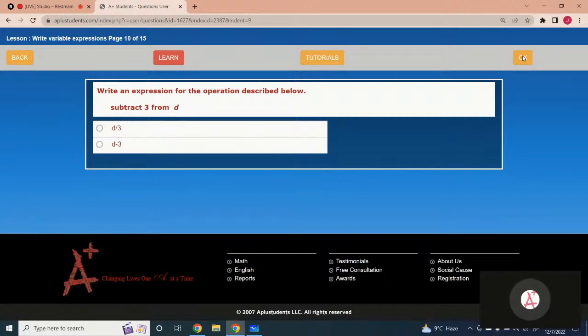Okay, write an expression for the operation described below. Subtract 3 from D. So which is the correct option? The first one or the second one? It would be D minus 3. Got it? So just select the correct option and click on the OK button.